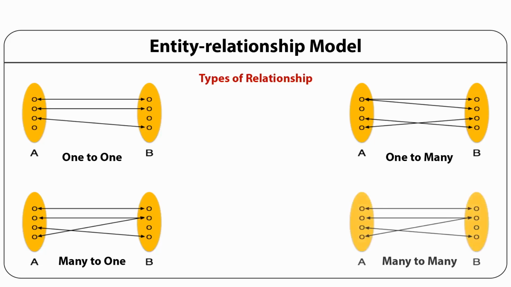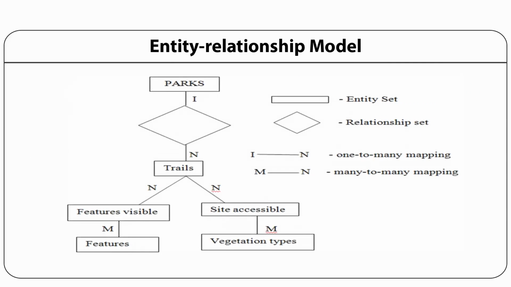Then the last one is the many-to-many relationship. That means one entity is related to many entities of set B, and many entities of set B are also related to many entities of set A. So this is a many-to-many relationship, in which many elements of set A are related to many elements of set B, so that a relationship exists between set A and set B.